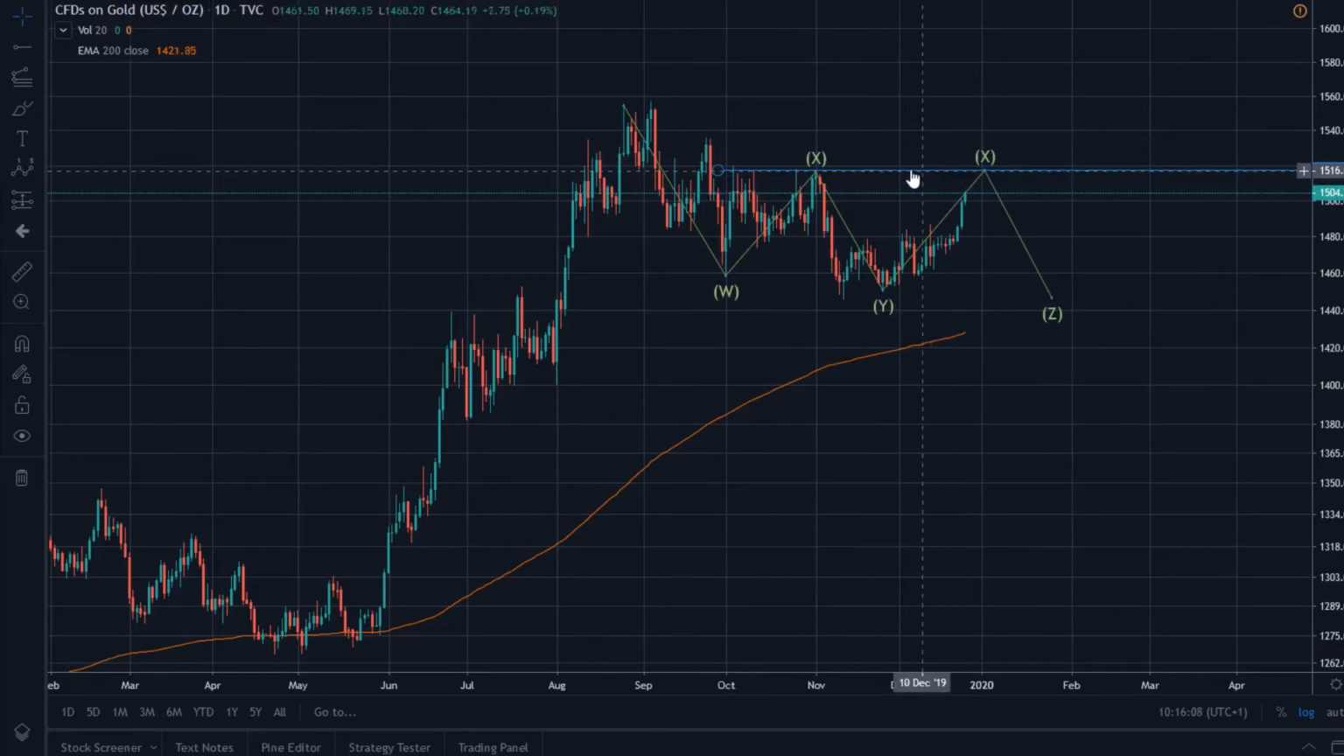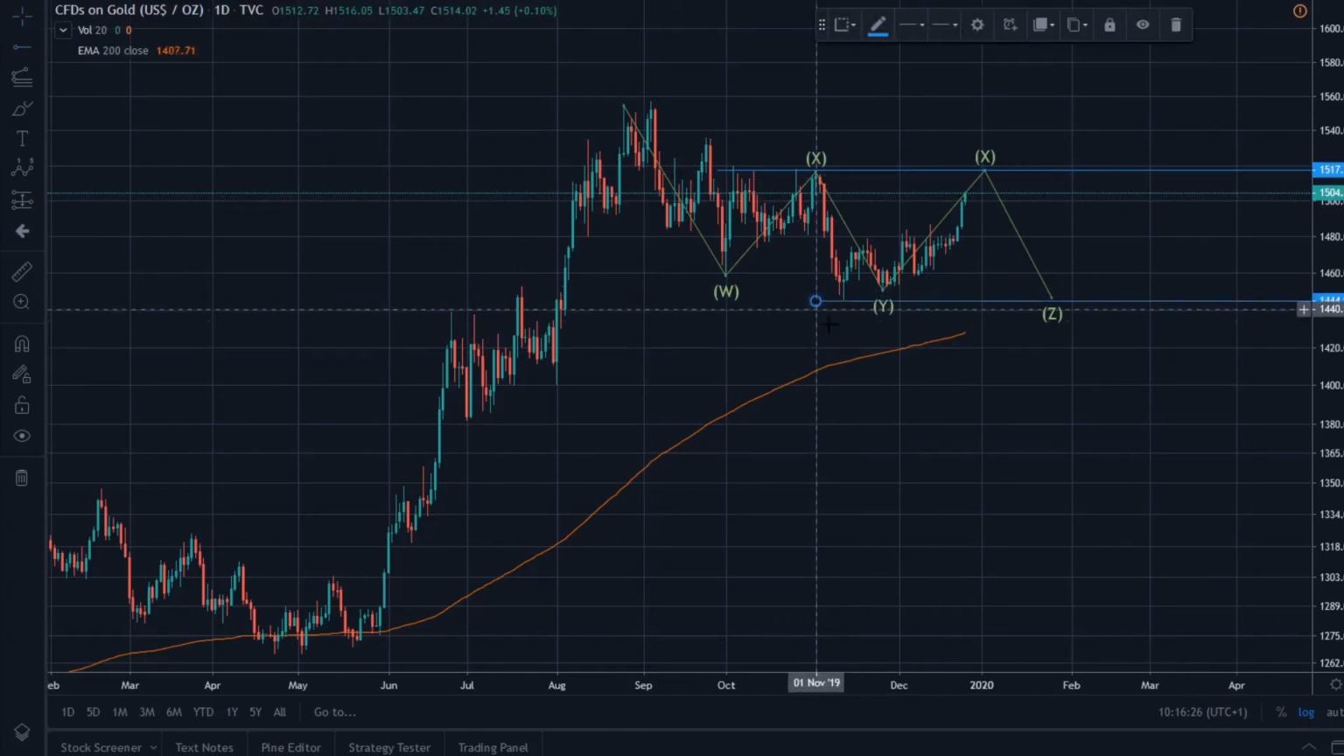One of those price ranges, obviously, is this $1,517 or $1,520-ish, this range up here. I could draw a square onto this range, but I think this line should be sufficient for the moment. The other important price target, obviously, is this low down here.